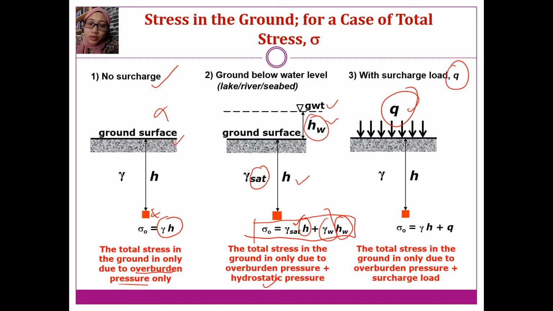So we can use this equation, where the total stress is equivalent to gamma H due to the overburden pressure, the weight of the soil itself, plus the surcharge load.